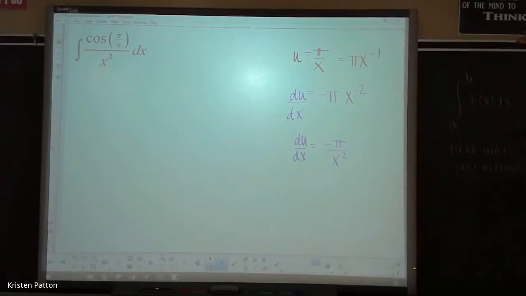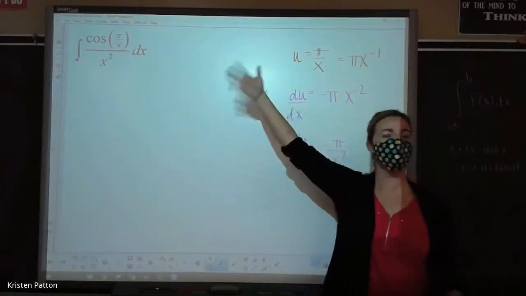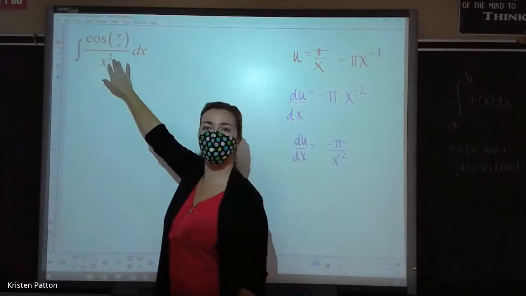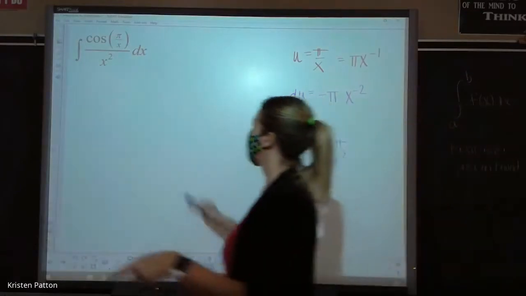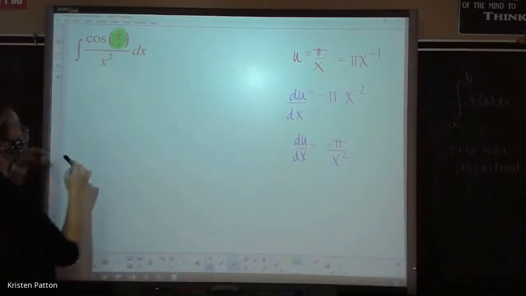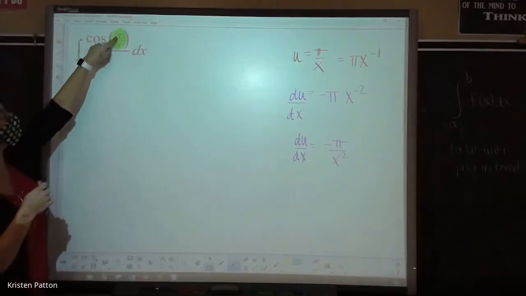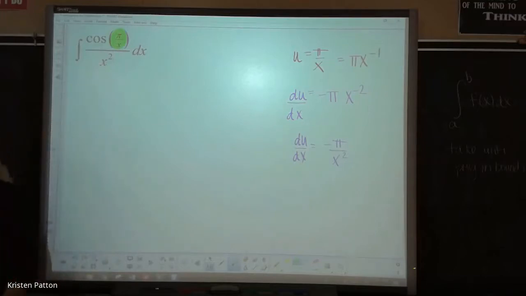Even before we keep going, do you see this derivative anywhere? Look at our derivative is negative pi over x squared. Do you see something over x squared in here? Oh yeah, look at that. There's my over x squared. That's a really big clue that we're on the right path. Do you see a function and a piece of its derivative? Yes, the derivative of something over x will be something over x squared. That's a really big clue that we're on the right path.